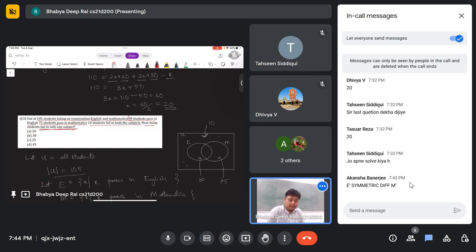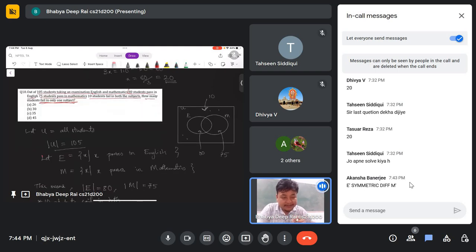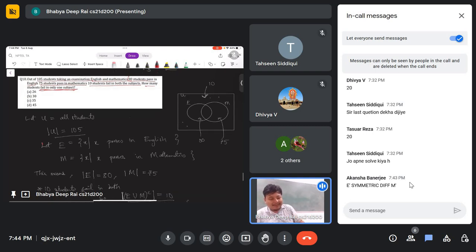Okay, so I'll explain it to you. Akanksha has said E complement symmetric difference M complement. Why is it E complement symmetric difference M complement? So E complement are all the people who failed in English.